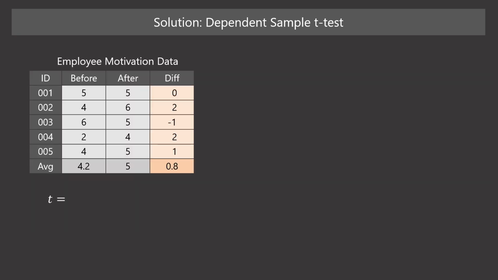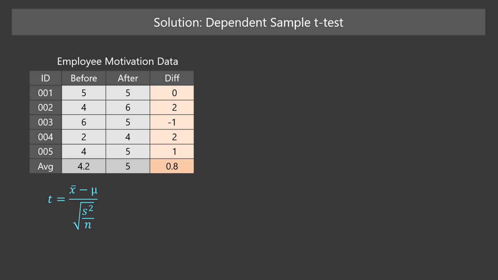For simplicity, suppose the survey result is this small dataset. It shows 5 employees' motivation score before and after the intervention. Using this data, we should calculate the test statistic. Here, it is a t-value. We can calculate the t-value by this formula.